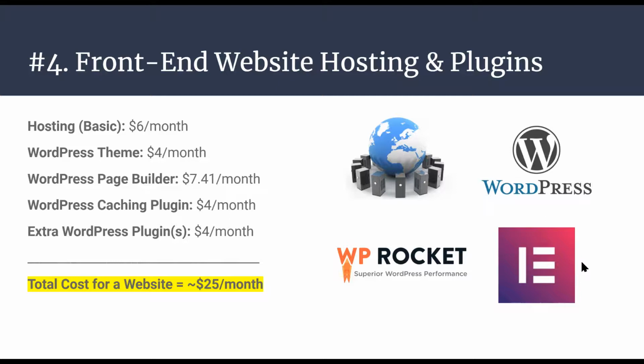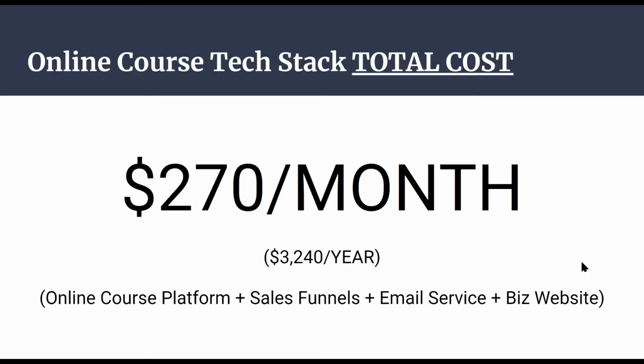Now, some people might add in Zapier and some other integration software as a part of their tech stack. I'm just going to keep it simple. So let's add up how much each of these software cost. The grand total of a traditional online course tech stack costs $270 per month or $3,240 per year. Now, this is way more than Kajabi already. It's way more even than the mid-tier plan.